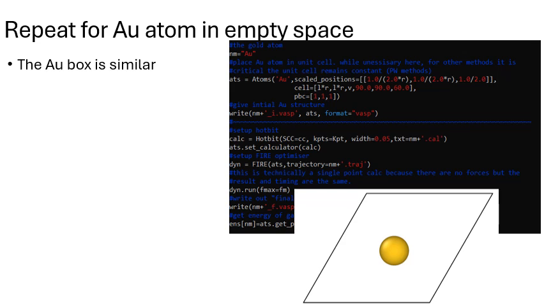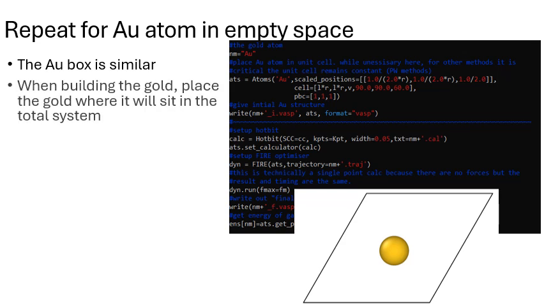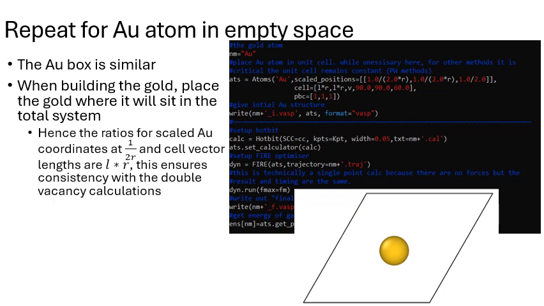The gold box is very similar. You have to make sure that when you're building these, things stay consistent. So the size of the box needs to stay the same, and where you put the gold should be the same spot where it will be in the final structure. In these calculations, it's not so stringent that you need to do this, but when you go to a different sort of methodology, such as a plane wave methodology, then you need to make sure that it's the same.